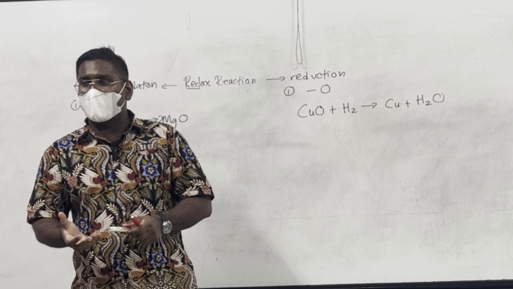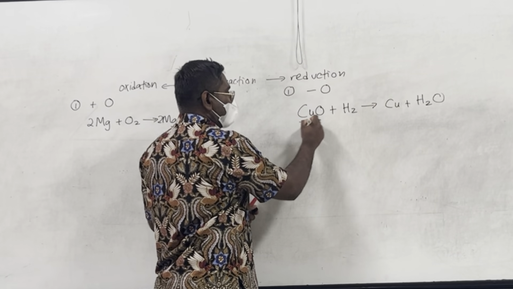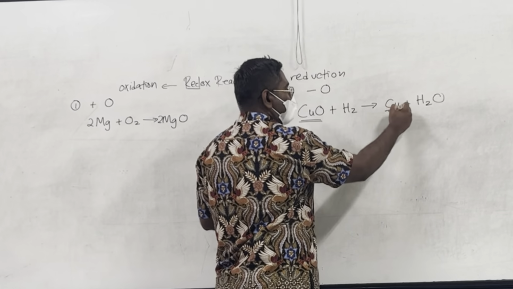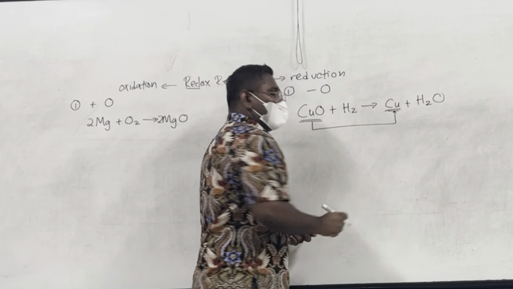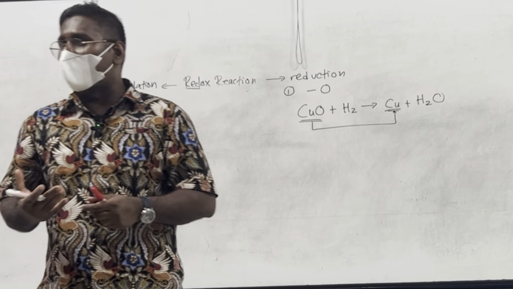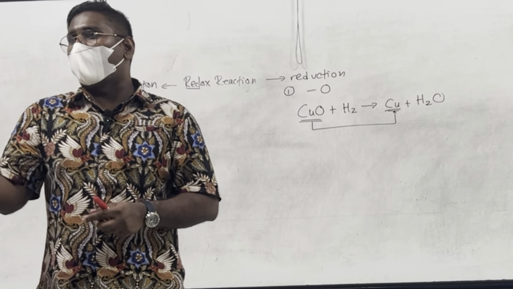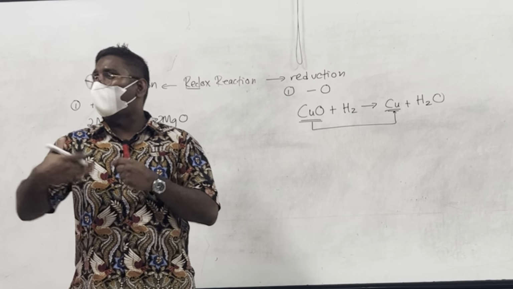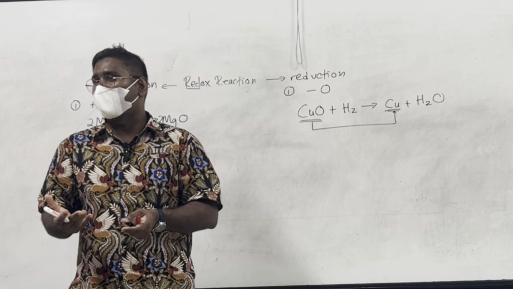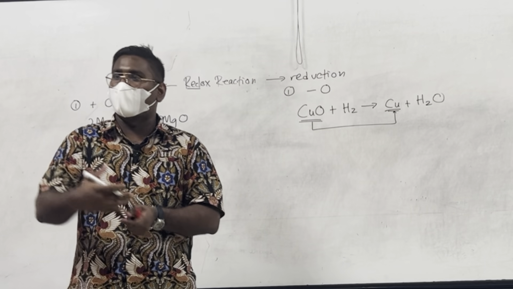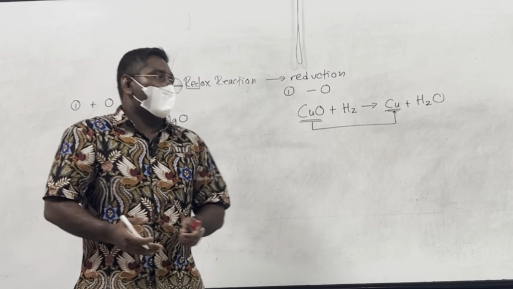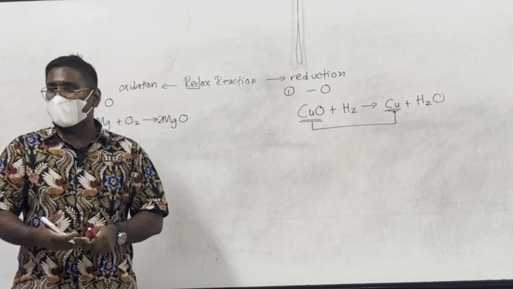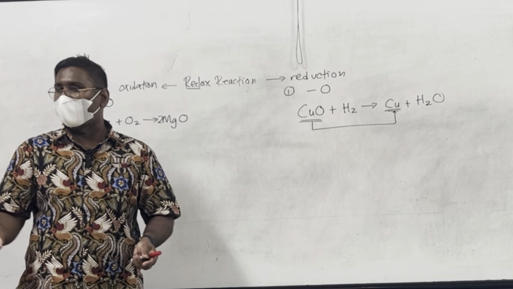But if you look over here, this copper oxide is losing the oxygen atom to become copper. So you can actually say which one is going to be reduced over here. This is very important. The one that is going to be reduced is copper oxide, because copper oxide is the one that is losing the oxygen. So this is going to be reduction, if you are using the first definition of oxidation and reduction.